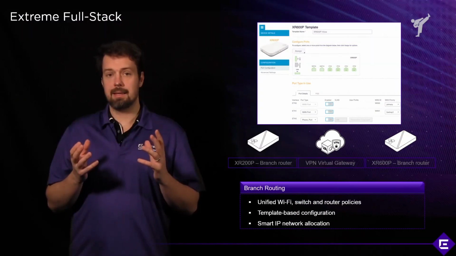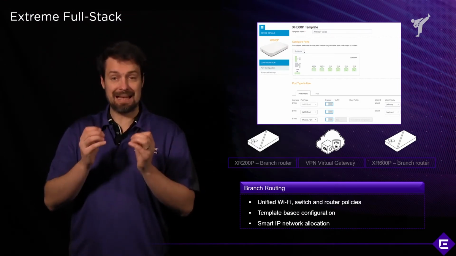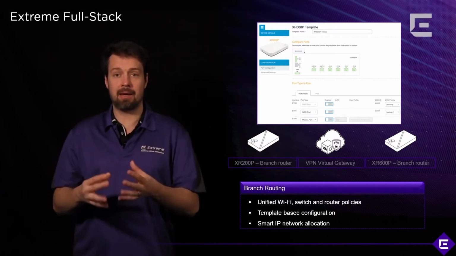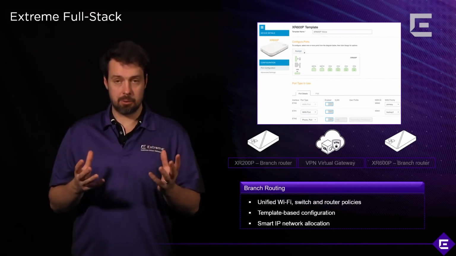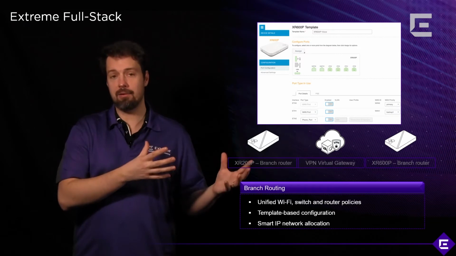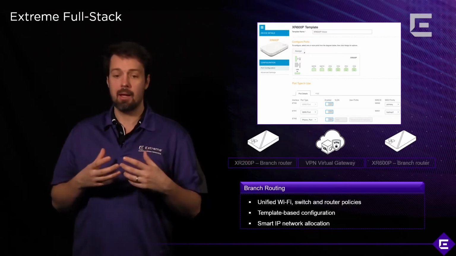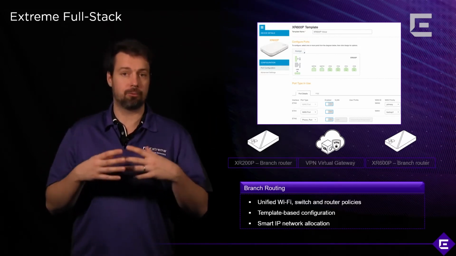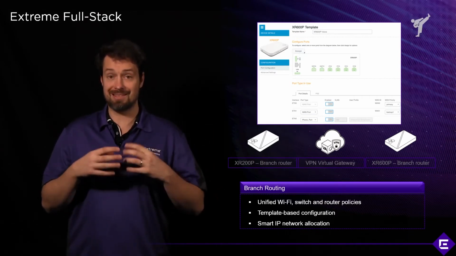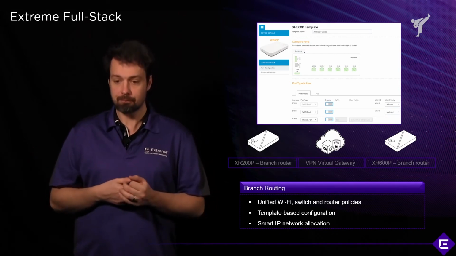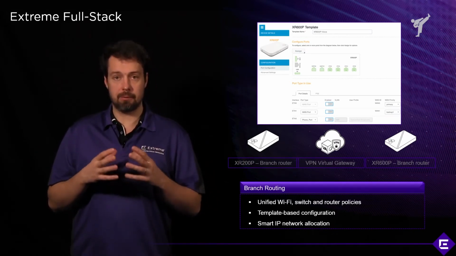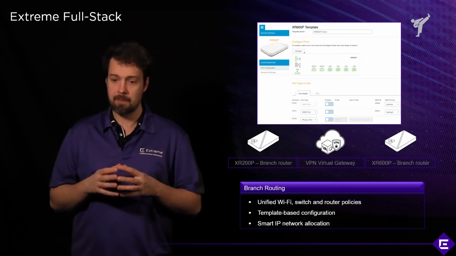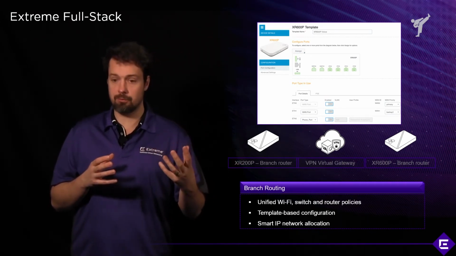The next solution or next type of devices that ExtremeCloud IQ supports are branch routers. Actually, they're SD-WAN enabled branch routers. And the solution where you deploy edge Wi-Fi, edge switching, and branch routing is what we call a full stack, because you are deploying a full branch or a full remote location using Extreme devices managed by ExtremeCloud IQ. So we call that full stack. The branch routing in the solution includes unified configuration of Wi-Fi, switching, and routing policies. It's template based, just like the AP and switch configuration.